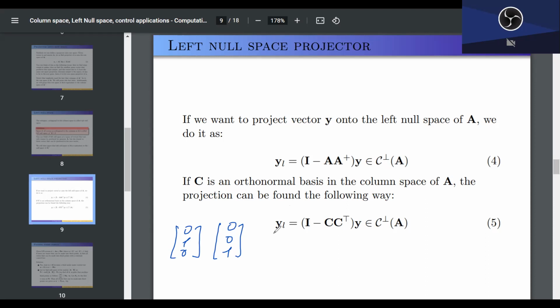Why? Well, let's say this is A and this is B. The orthogonal complement of the span of A is actually the basis in the orthogonal complement. Is this thing.